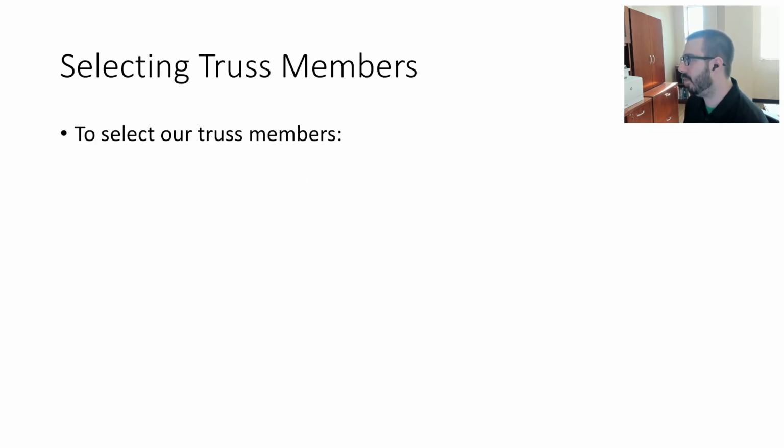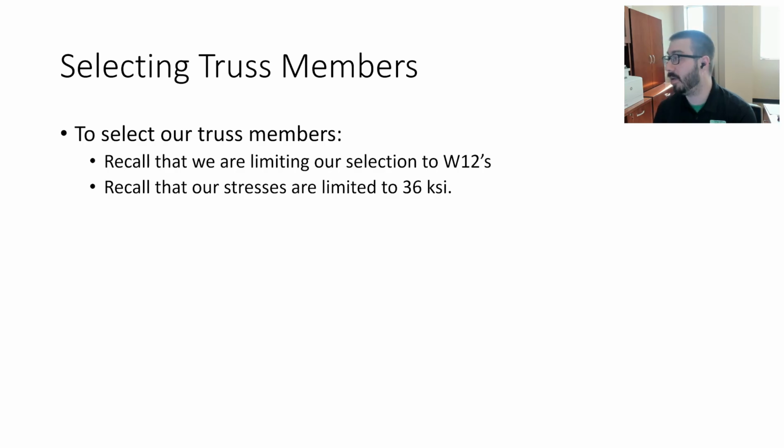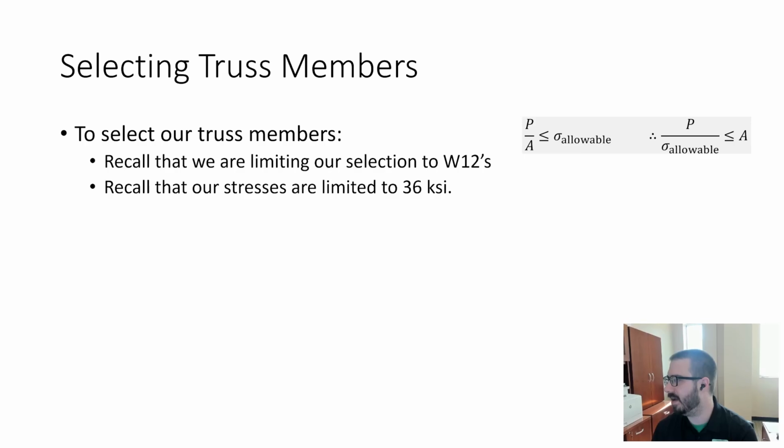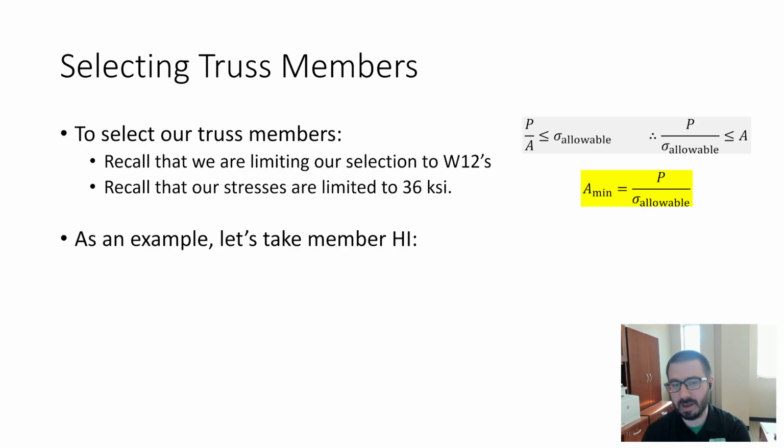And let's go back to how we would select a truss member. We would say we were limiting to W12s and that our stresses were limited to 36 KSI. So what we would say is that we would calculate a required area as the load divided by sigma.